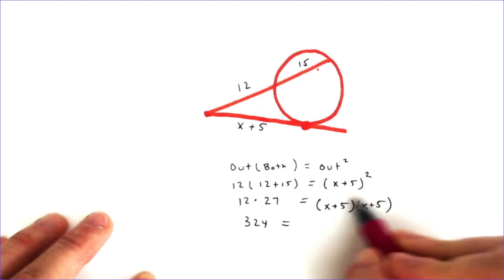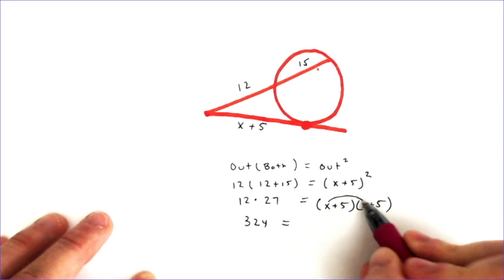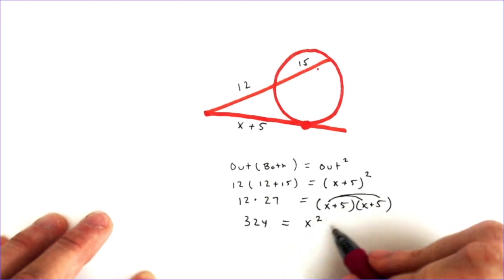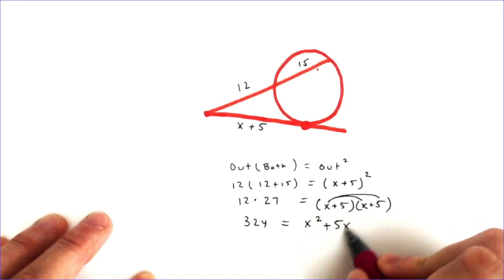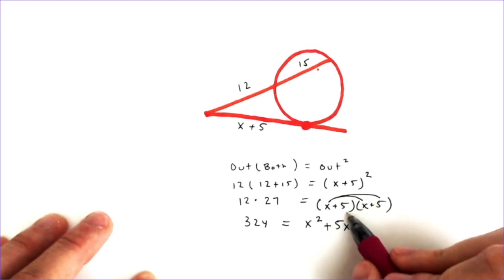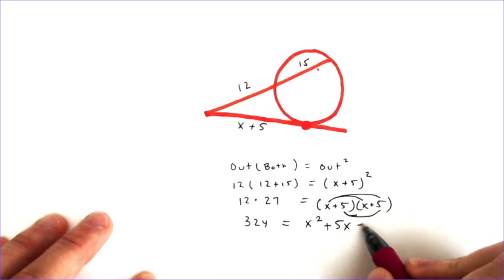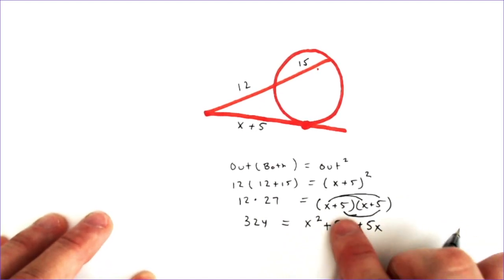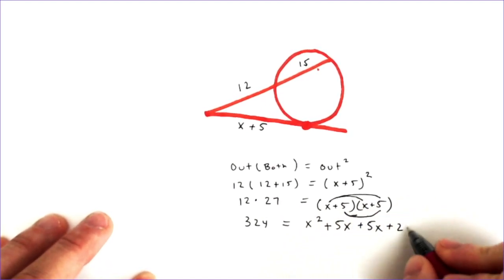When we multiply the x plus 5 times the x plus 5 together, you're going to have to distribute the x to both terms. X squared plus 5x. Then distribute the 5 to both terms. You get another 5x. 5 times x is 5x. And 5 times 5 makes 25.